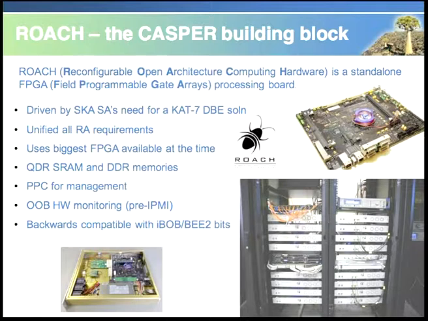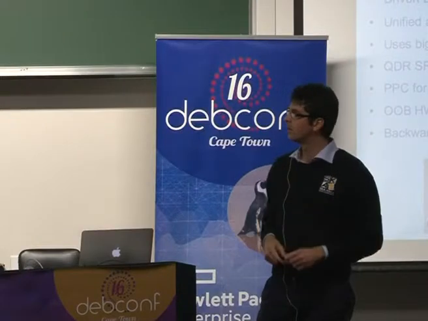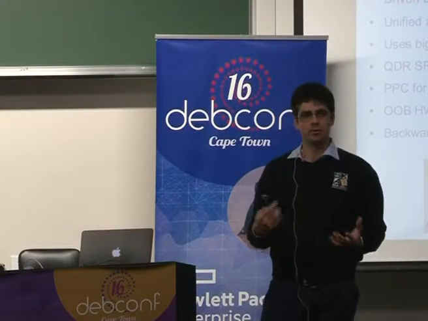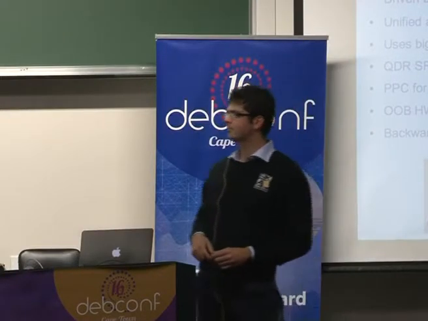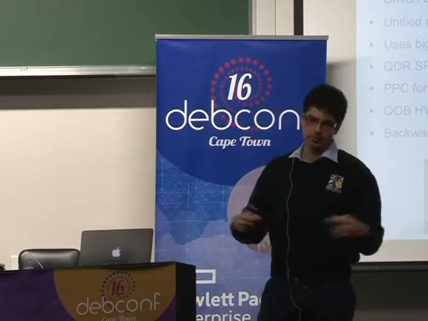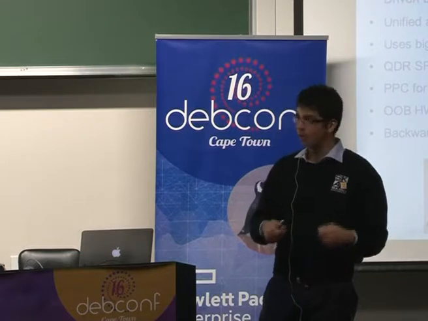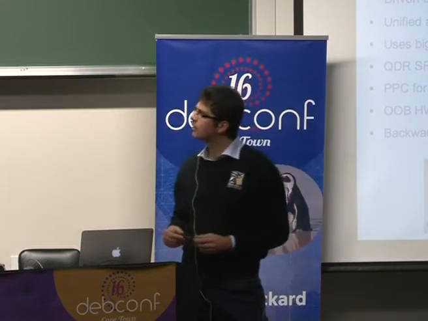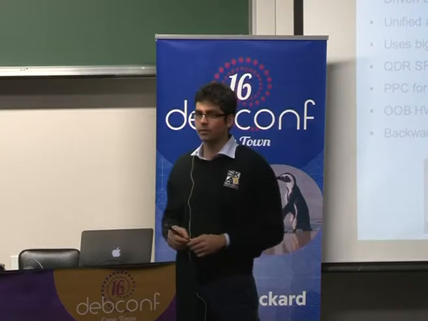Typically, we use the biggest FPGA device available at the time. That's a field programmable gate array, for those of you not familiar with it. The kind of idea is it's like a CPU that you can rewire the innards of. So you can implement your algorithms in hardware rather than in software. So we have this sort of big FPGA device, and then we put a lot of memory on it and lots of I/O. And then there's a little coprocessor on these boards as well that runs Debian.